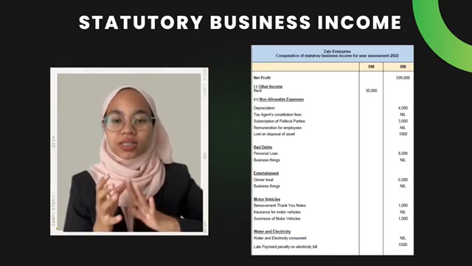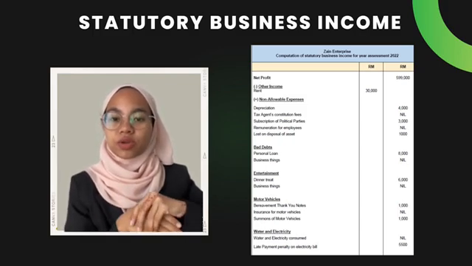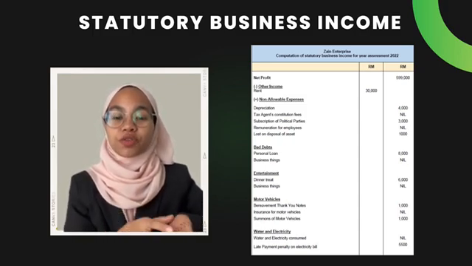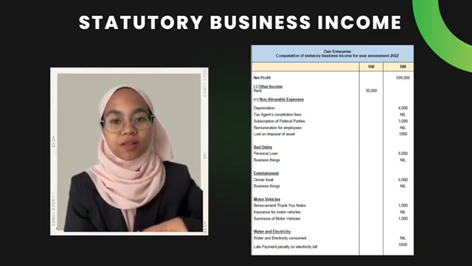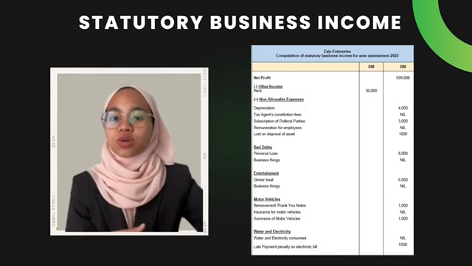And now I will present the Zain Enterprise computation of statutory business income for the year of assessment of 2022. So for the net profit before tax, we just need to put it as it is, then minus it with other income such as rent that cost 30,000 ringgit.